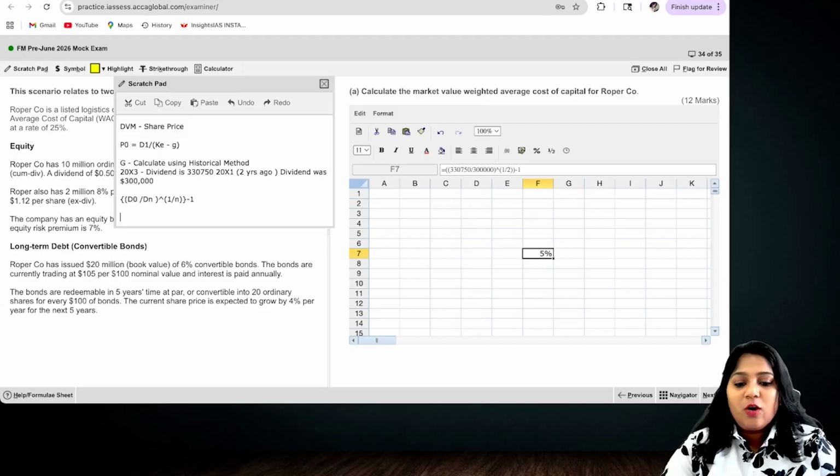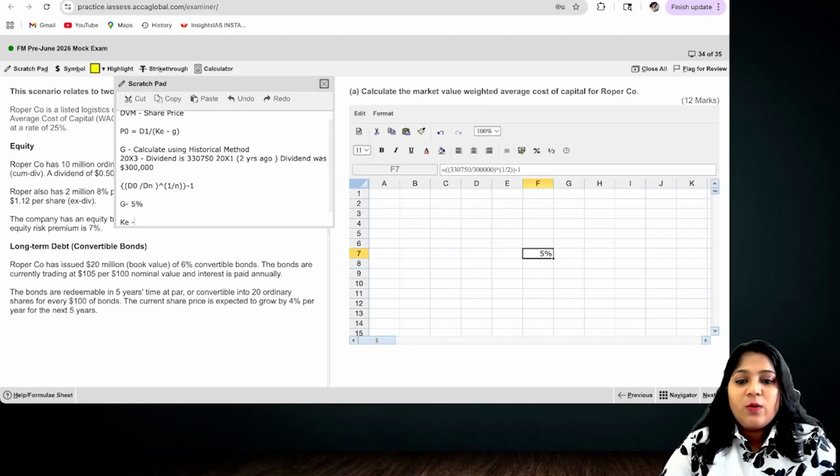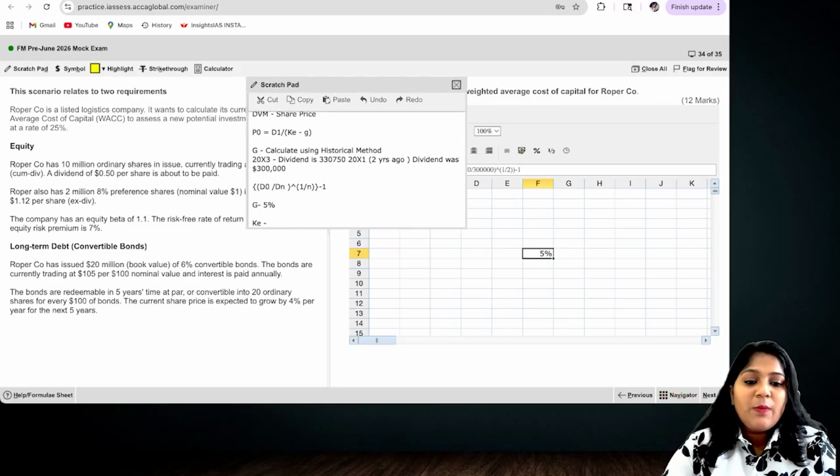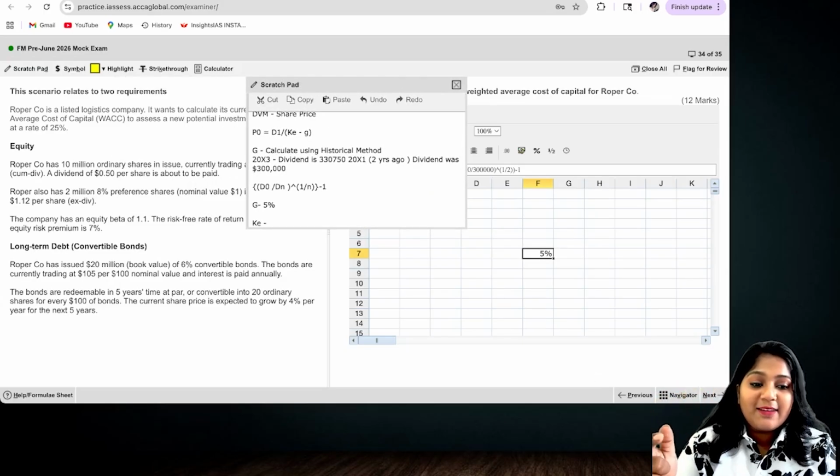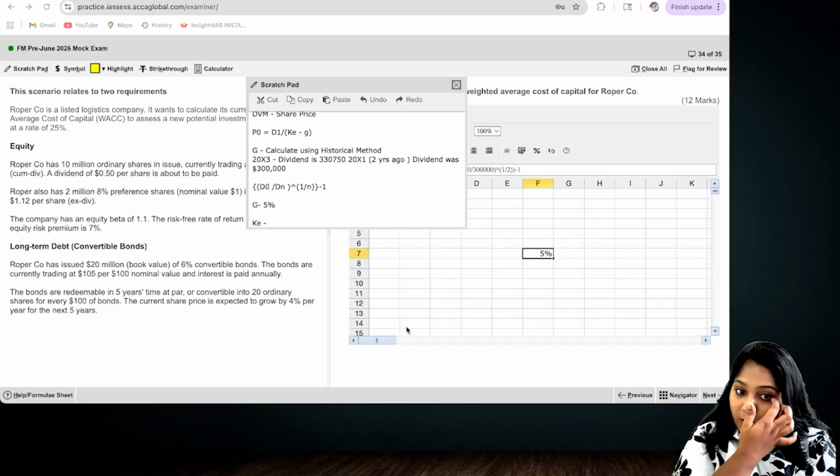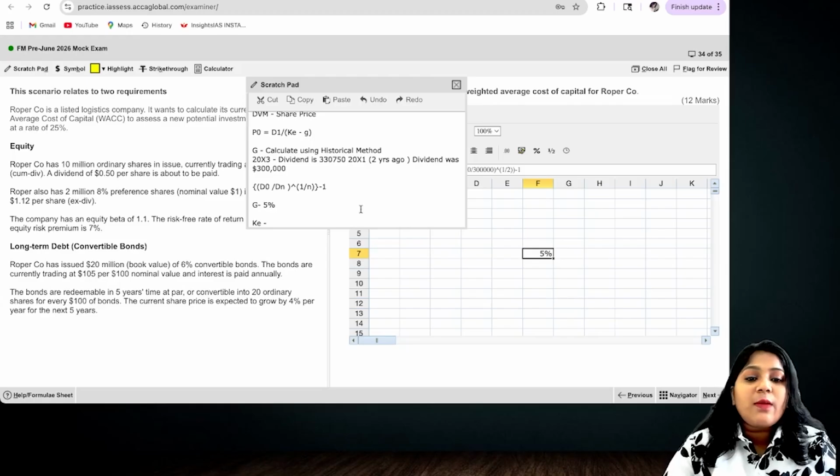My G will be how much? My G will be 5%. Yeah. What is cost of equity that was given in the question? Maybe you can go back and find out. But since I have that photo memory, I can tell you that the cost of equity on that question was somewhere around 10%. So you can use the same spreadsheet to find out your share price directly.